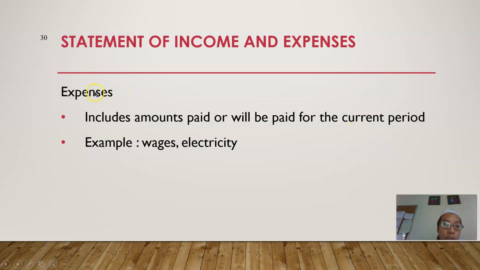Okay, so expenses of the statement would include amounts paid or will be paid for the current period. Again, the keyword here is for the current period. So if payments made within this year but for expenses of the following year, that should not be included in the expense section in the statement of income and expenses. So examples include wages, electricity, and the others that we showed in the example in the format.